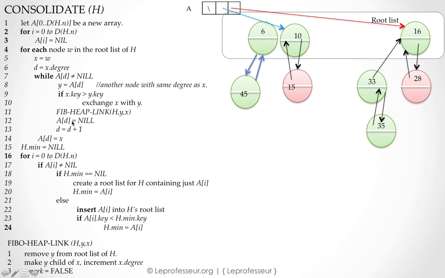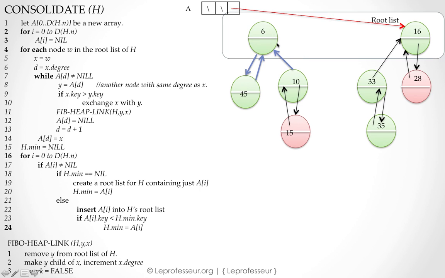Good. Now after making this link child, we are at line number 13. Increase d equal to d plus 1, and now our d will have a1. So we are at a1. Now a1 is not nil, because a1 is pointing to 10. So now we have to decide between 6 and 10. Same procedure, one will become the other one's child. So 10 is bigger, 10 becomes the child node of 6.